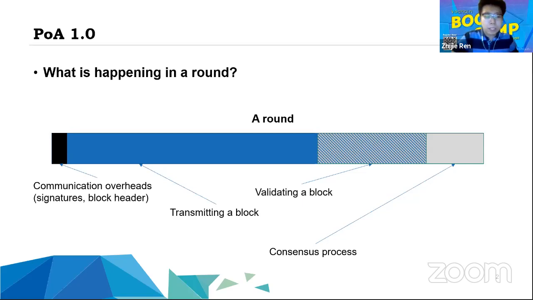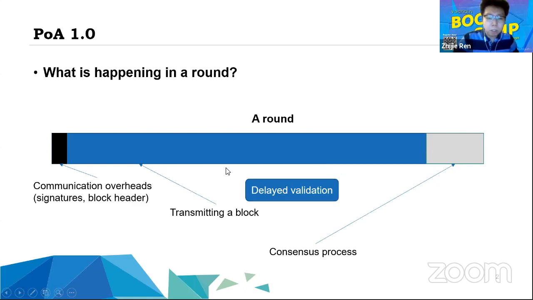As I said, we want to make better usage. So we want the blue part to be as much as possible. The first technique we use in PoA 2.0 is delayed validation. So instead of validating the block received in this round, we validate the block received in the previous round, so that the validation and the transmission can be done in parallel.